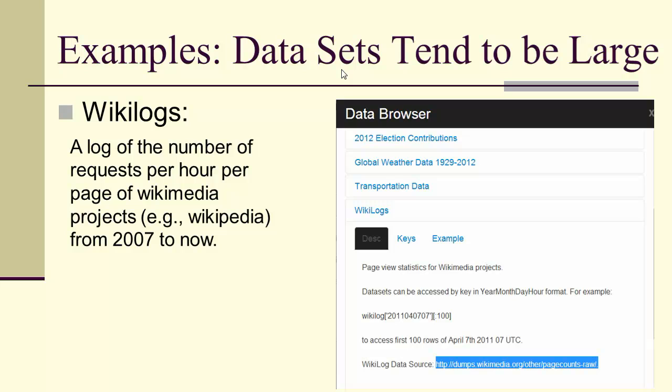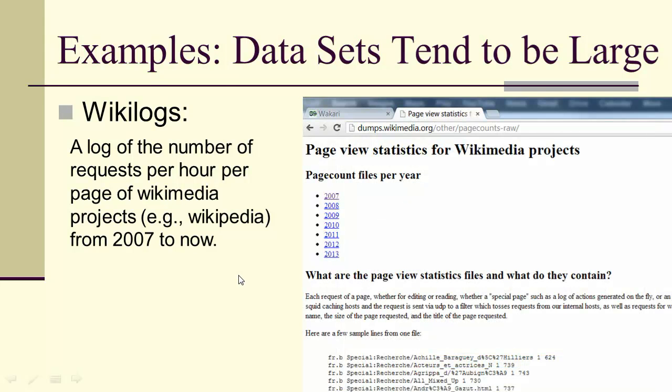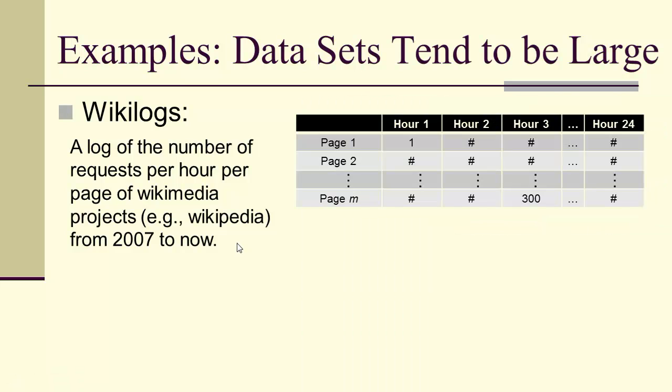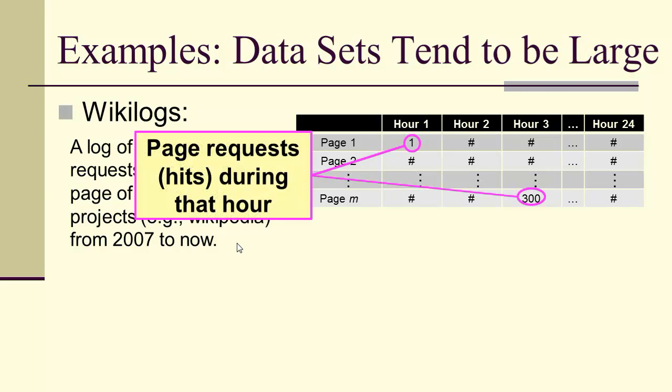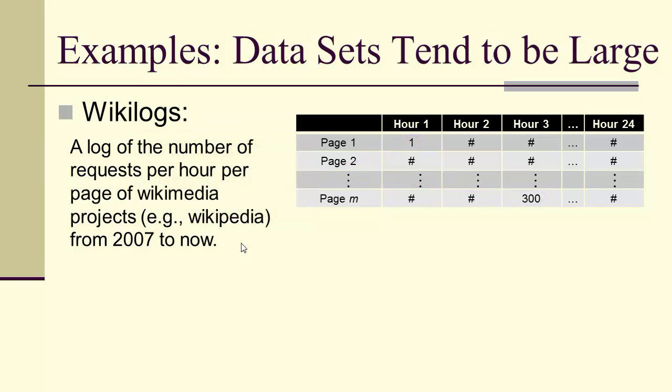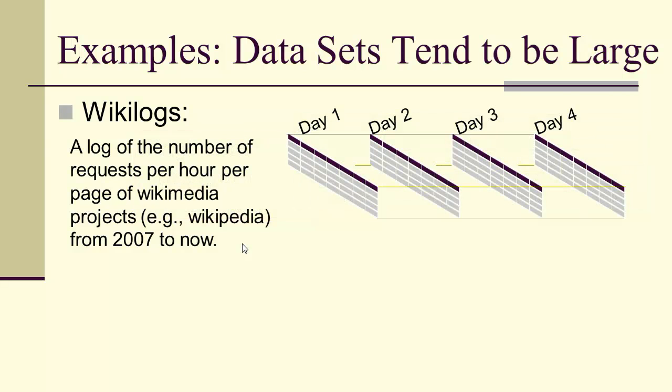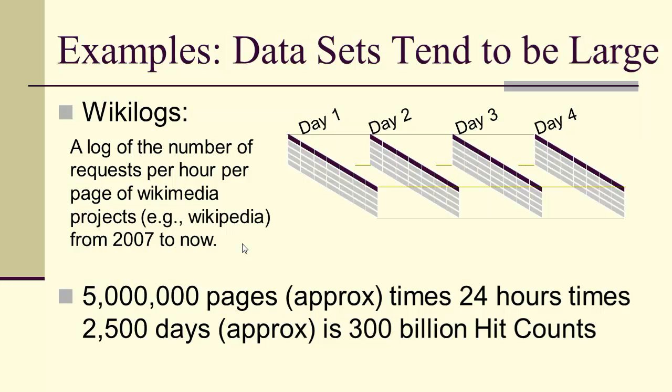Another example, one we'll look at later, is called Wikilogs. Since 2007, the Wikipedia project has tracked the number of page requests per hour, per page, and that entire set of data is what's known as the Wikilog data. We have pages by hours. We have page requests or hits during the hour. This is our actual data. It's just integers. And we have lots and lots of days. So there's approximately 5 million pages, 24 hours, 2,500 days. That's 3 billion hit counts.